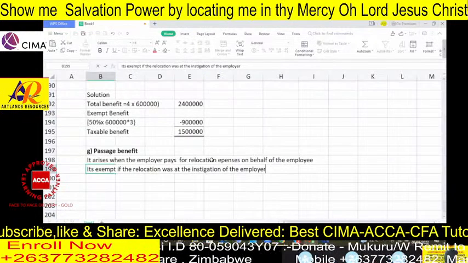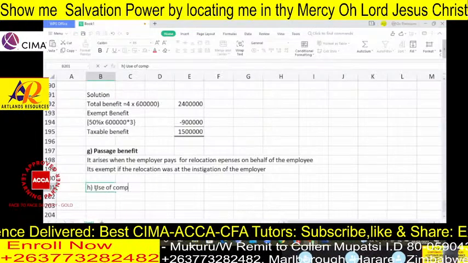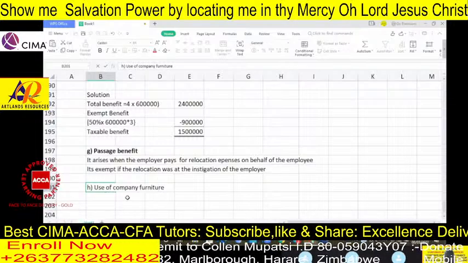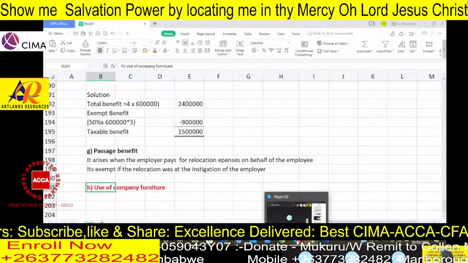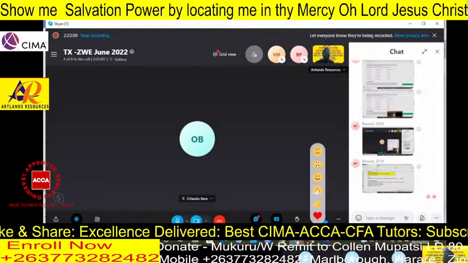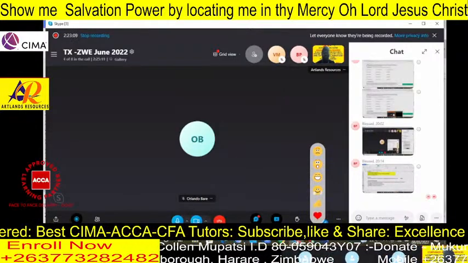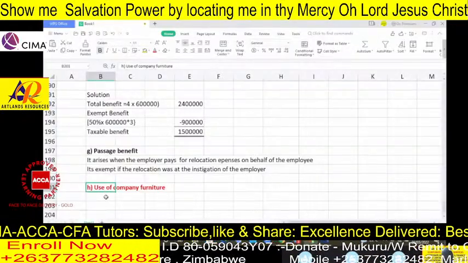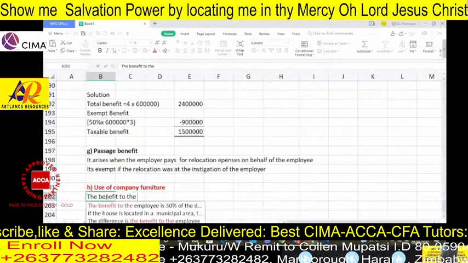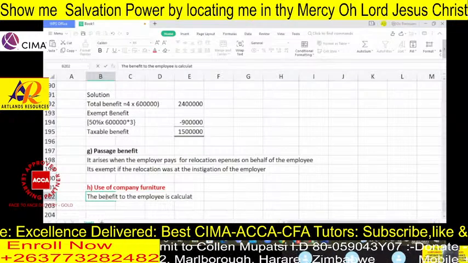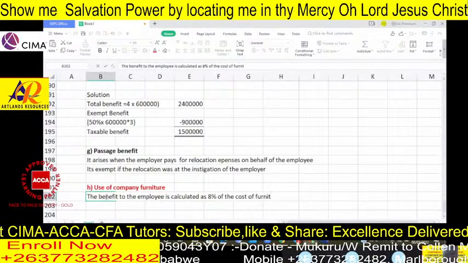Then, last but not least, H, use of company furniture. There are instances when you use company furniture like laptops, even if you are occupying a fully furnished company house. Companies nowadays buy furniture, sofas and everything on behalf of you as an employee. If you are using a company house, they furnish it for you. And if that is the case, the benefit to you as the employee is calculated as 8% of the cost of that furniture.